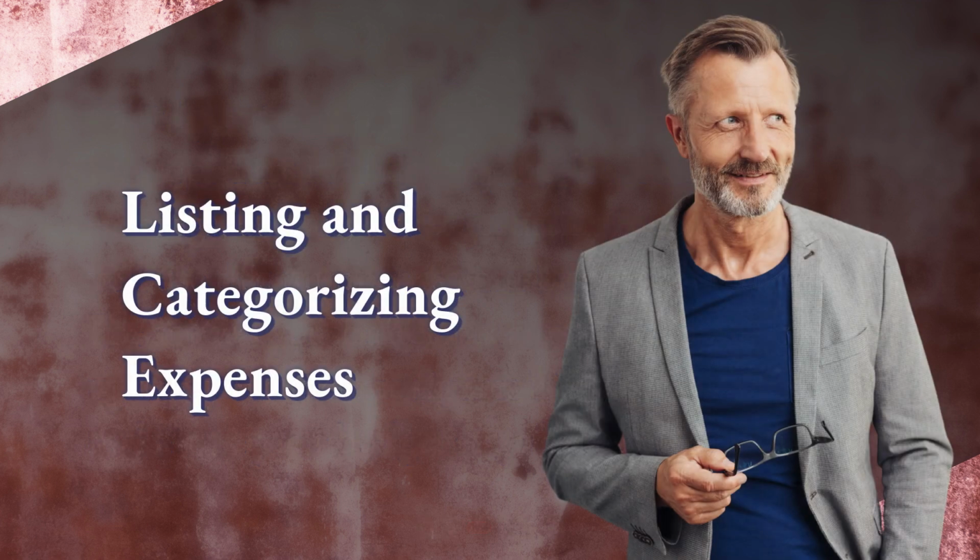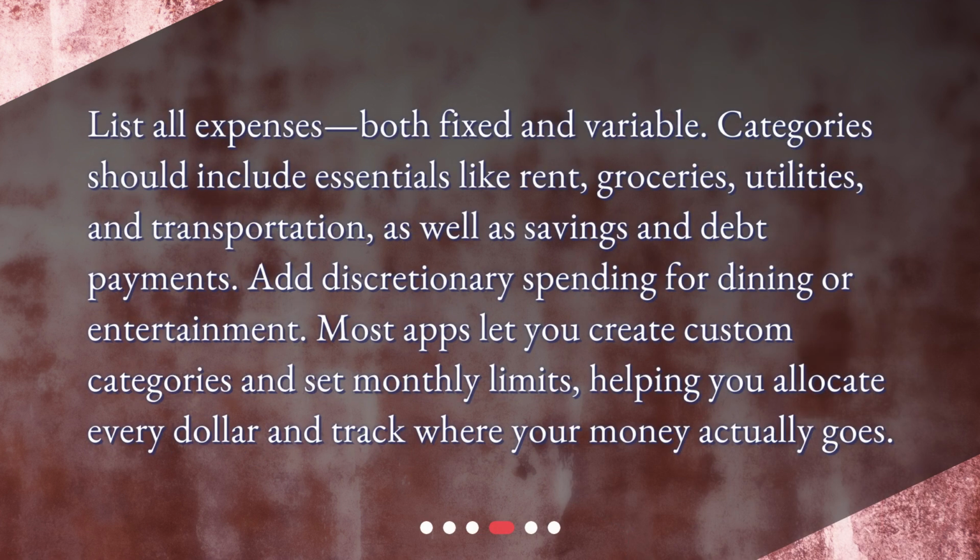Listing and categorizing expenses. List all expenses, both fixed and variable. Categories should include essentials like rent, groceries, utilities, and transportation, as well as savings and debt payments. Add discretionary spending for dining or entertainment. Most apps let you create custom categories and set monthly limits, helping you allocate every dollar and track where your money actually goes.